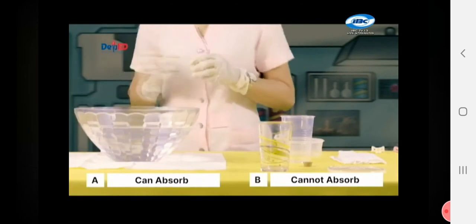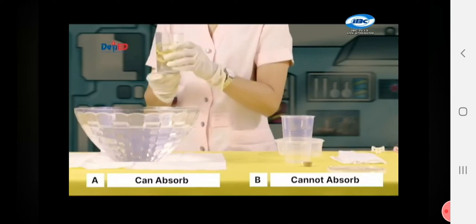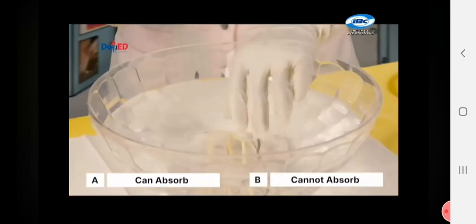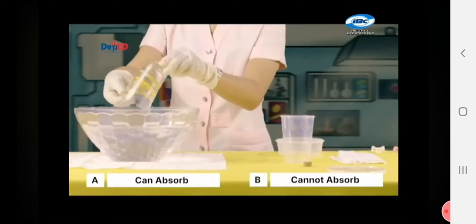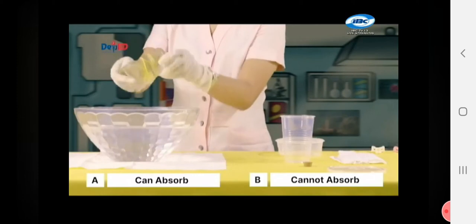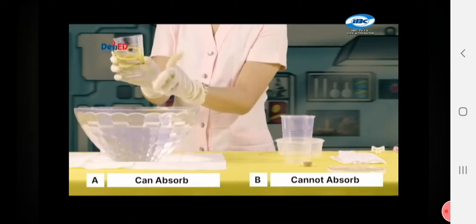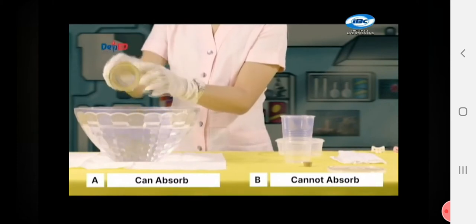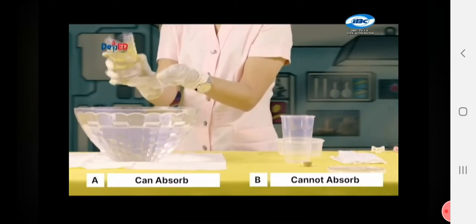Our fourth material is glass. If you have written glass under the column cannot absorb water, you are correct. A glass does not absorb water. It has no pores. That is why it does not have a special property called porosity.